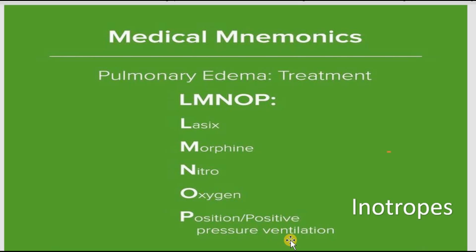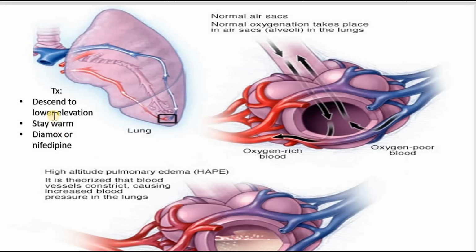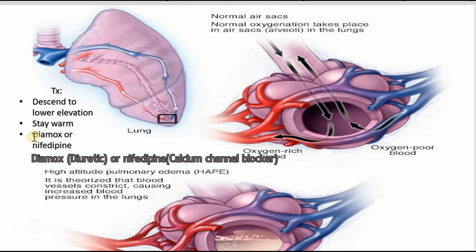Now, if the patient has severe heart failure, inotropes are administered to improve heart function. What is the treatment for high altitude pulmonary edema? The treatment of high altitude pulmonary edema includes helping the patient to descend to a lower elevation and stay warm, and the medications used are usually Diamox or Nifedipine, which is a calcium channel blocker that helps to relax the pulmonary circulation and decrease the pulmonary edema.